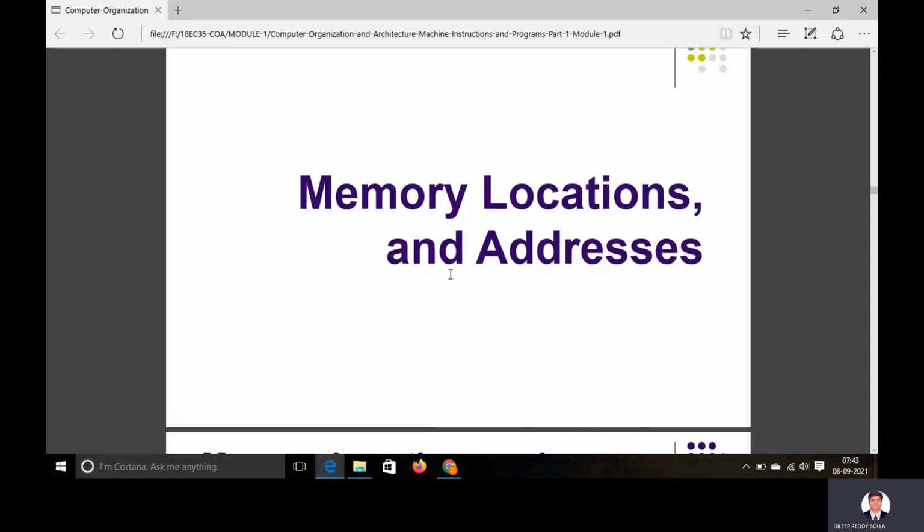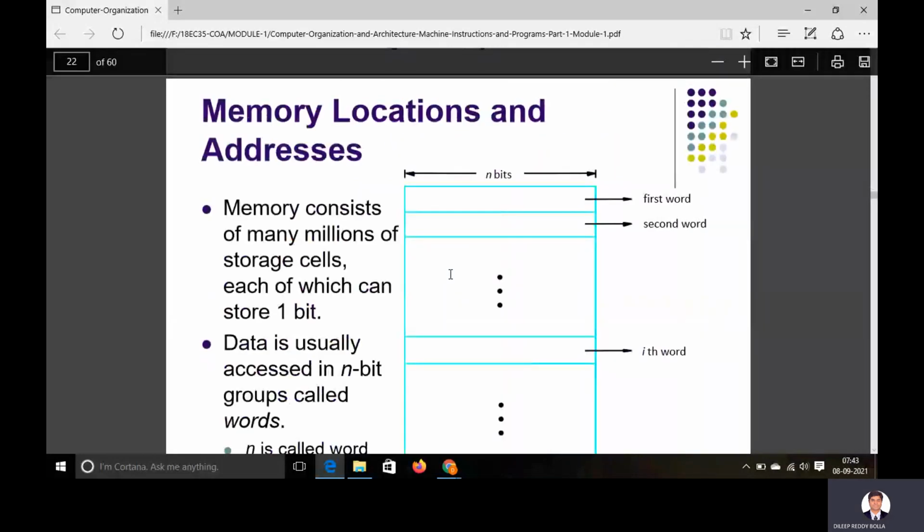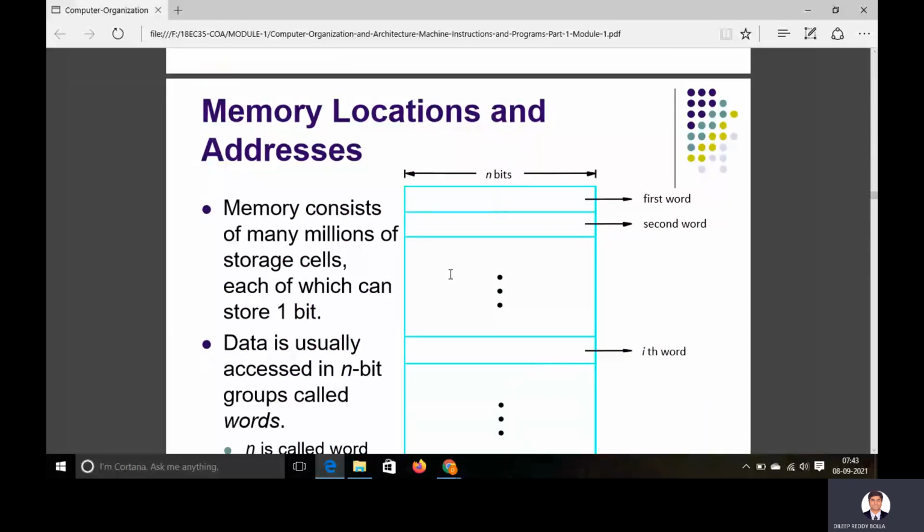So you can do one thing. If it is 2 power 16, what is the memory capacity? You can put that in your chat box so that we can see the responses. All right, so let us see the location of memories and how they are stored here.